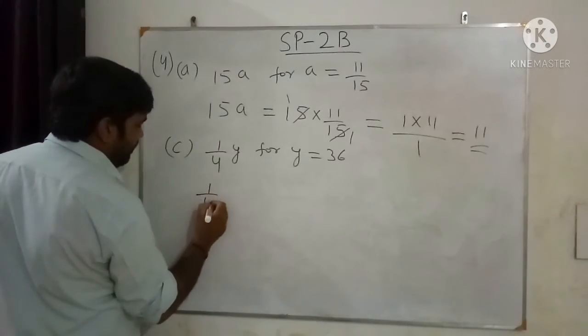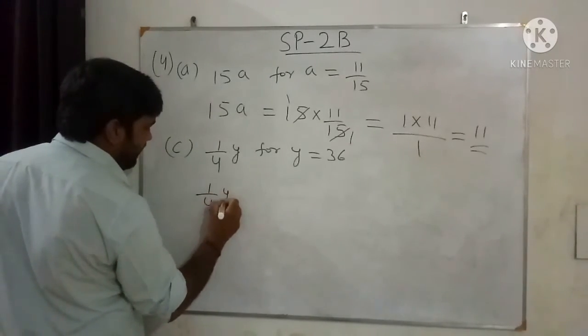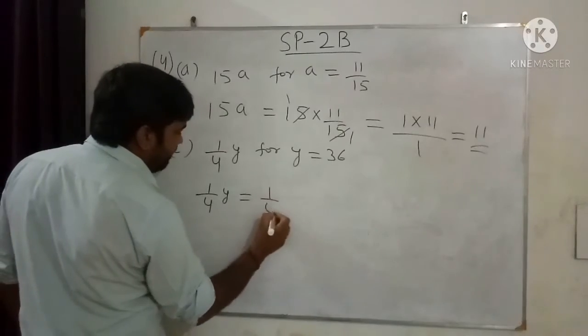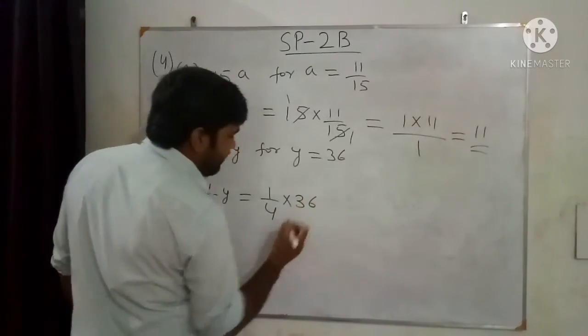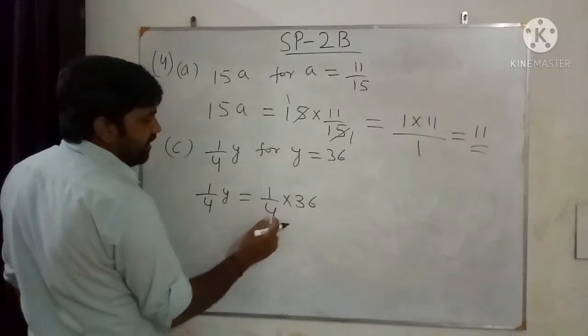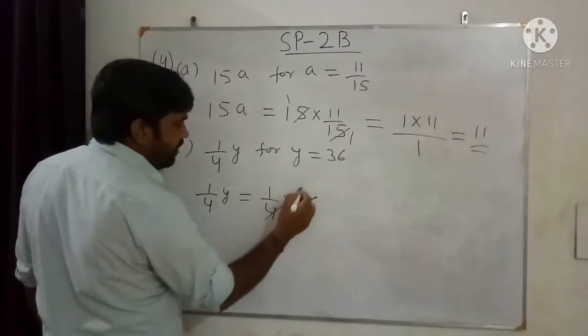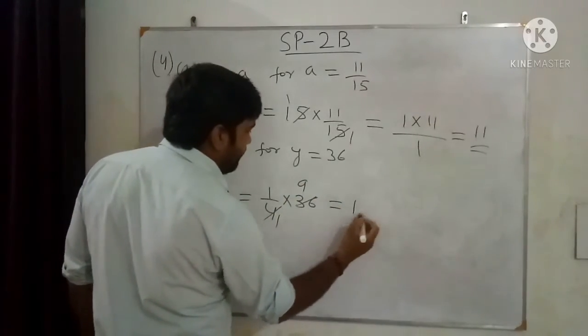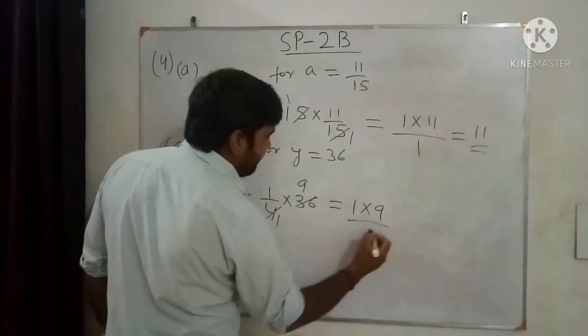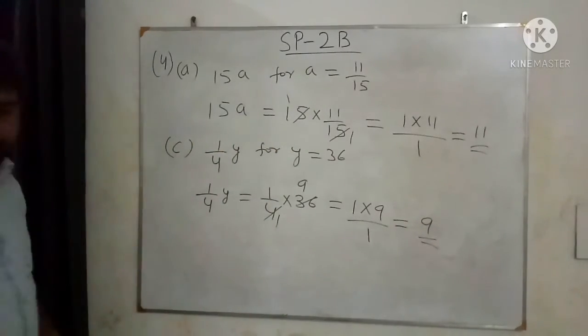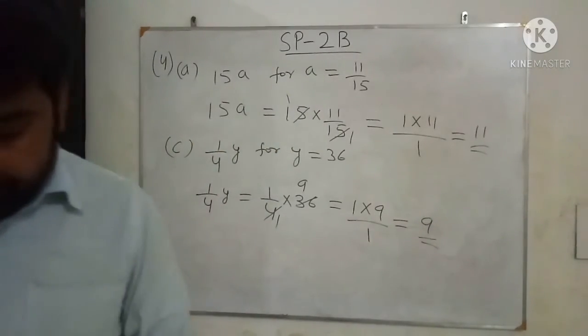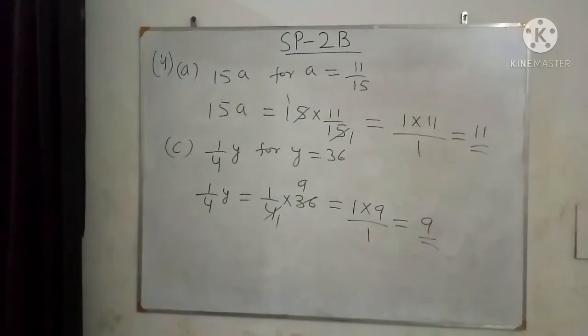Suppose if you want to find the value of 1 by 4y, that means 1 by 4 multiply y. The value of y is 36. Now again, 36 and 4 have a common factor 4. 4 1 is 4, 4 9 is 36. So what you got? 1 multiply 9 divided by 1. That is 9 only. So what is the answer? 9. Okay.